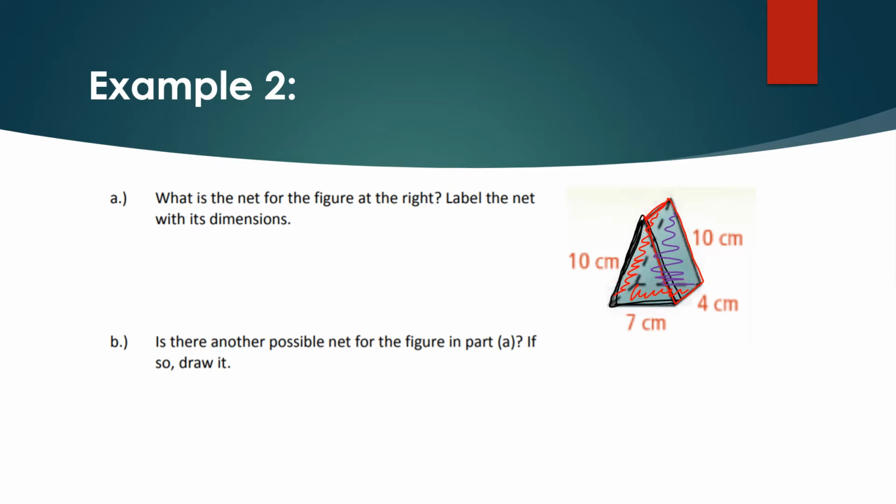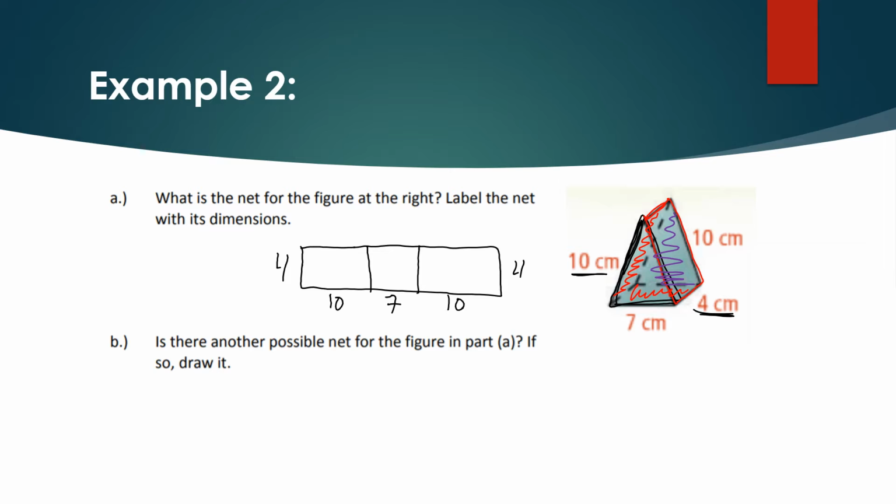So let me start with the rectangles. They're pretty long and narrow. I think I've got something kind of like this. They tell me the base of the middle is 7. These side lengths are 10. And I know that this has a width of 4. So these are my rectangles.